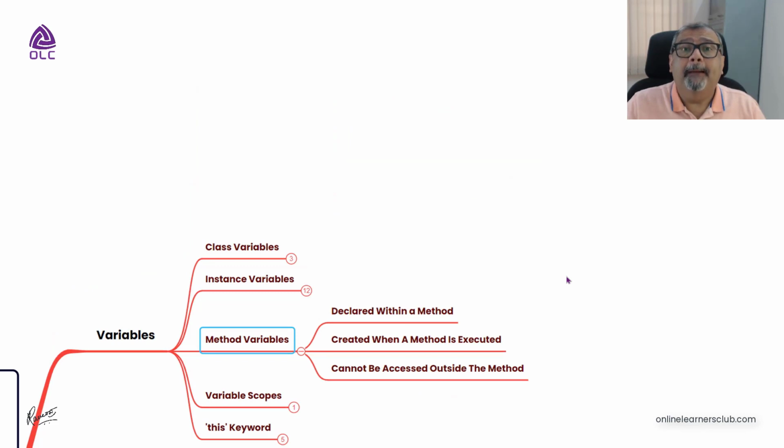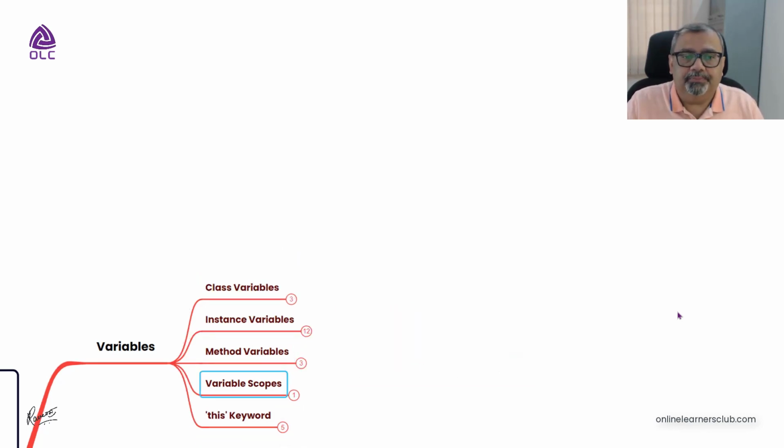Next, we do have method variables. What are method variables? They are declared within a method. So when you create a method, you can create some variables. For example, you're doing some looping. Let's take an example, and I create a variable i, which is declared within a method, and it gets created when the method is executed, and it cannot be accessed outside the method. So this is basically important. Within the method, it can be accessed.